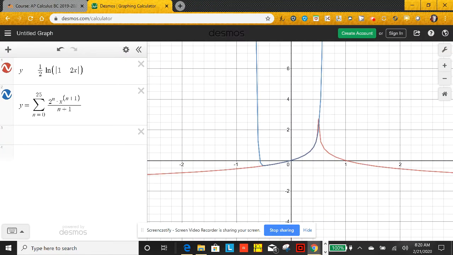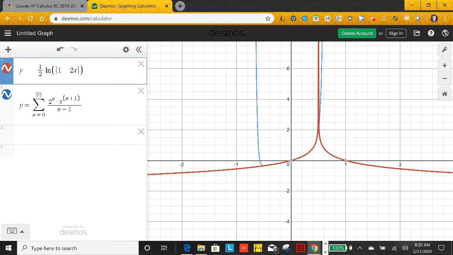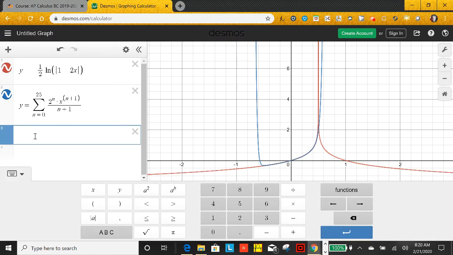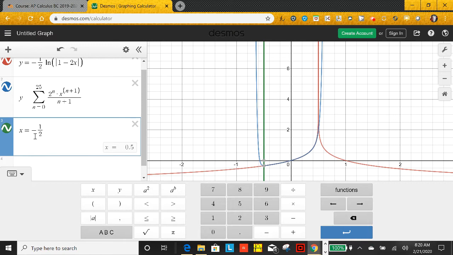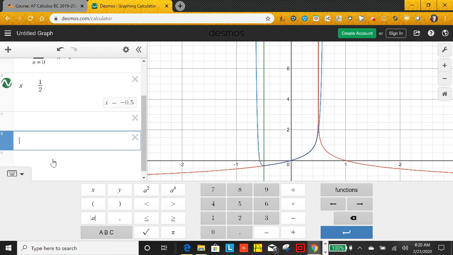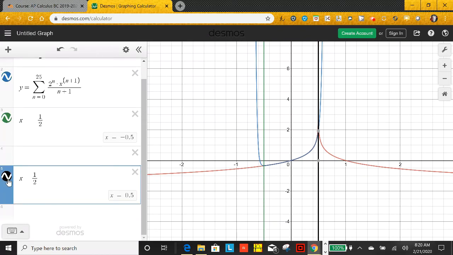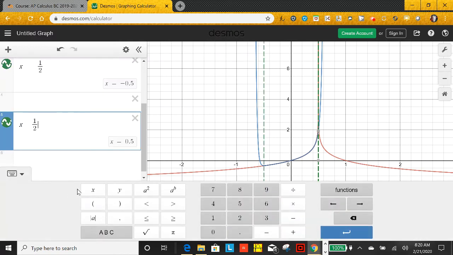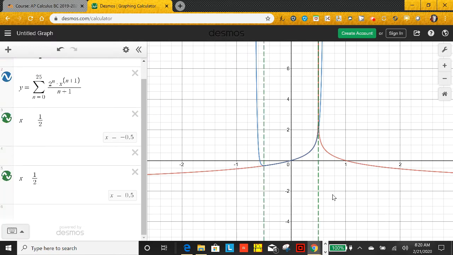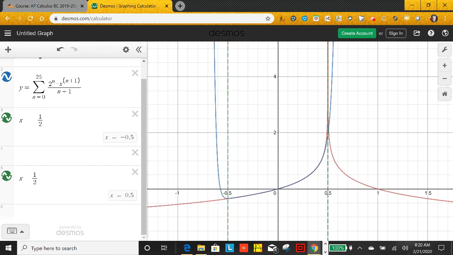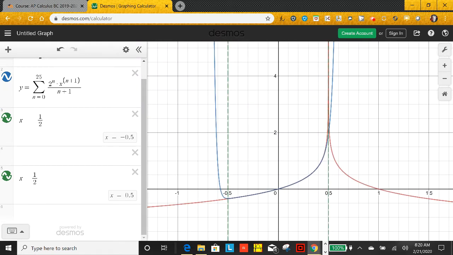If you notice, and if I put the vertical limitations on here, x equals negative 1 divided by 2, and x equals 1 divided by 2, and I'm going to make them both green and dash. Okay, so you see that the interval of convergence is negative 1/2 to 1/2, as we indicated earlier. And that's pretty cool that that actually does work.